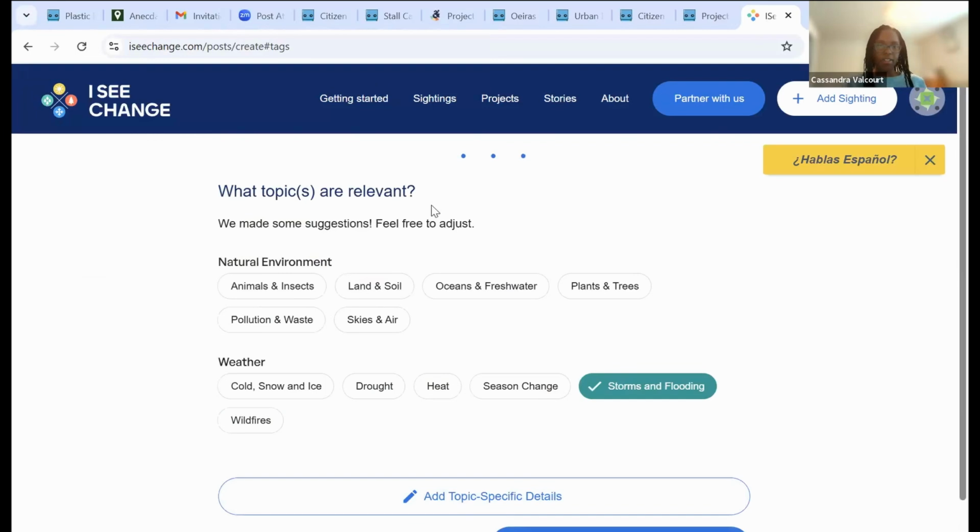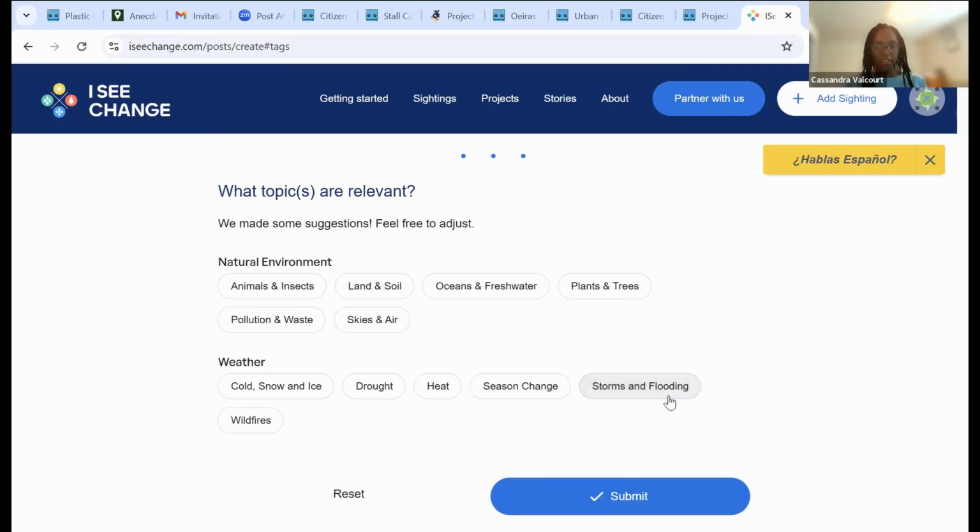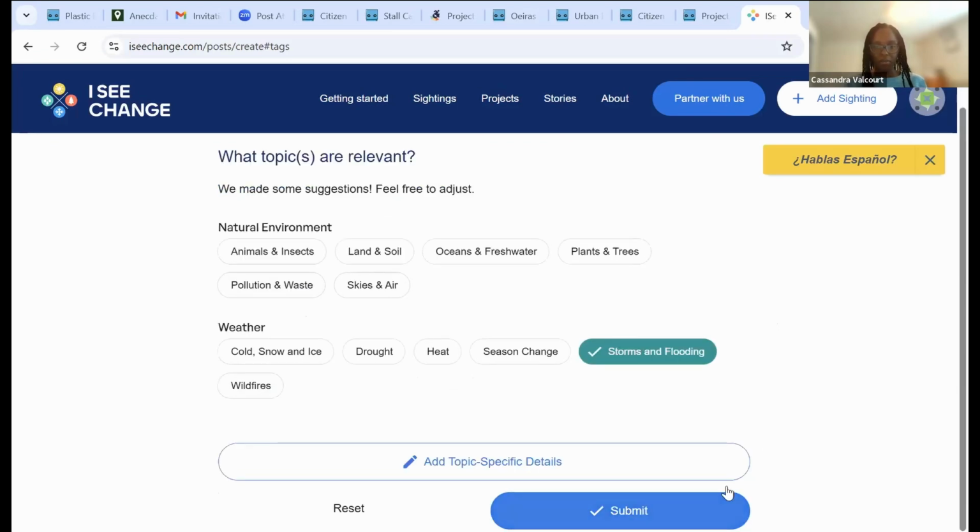Then you move forward and then you can tag it. One of the things I like about this project is it's not just focusing on flooding or heat or one specific issue. They're tracking anything that you see changing. So if you see heat, if you see plants behaving differently, animals behaving differently, pollution, any of those things, you can record it and then you just add a tag. So if I'm doing flooding, I would mark weather, storms and flooding, and then I would post it.